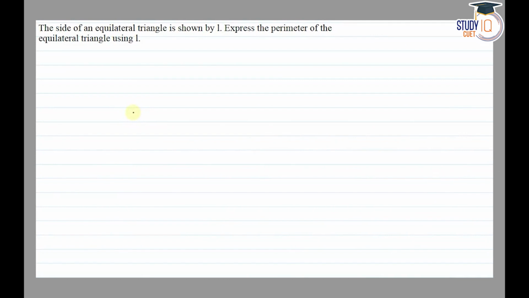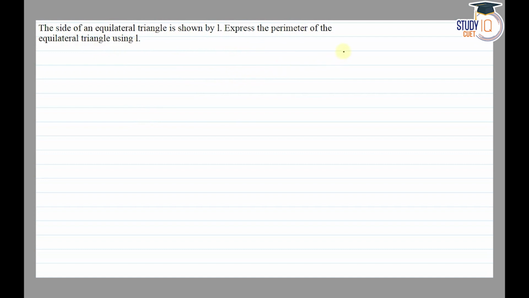Hello everyone. This question appears in class 6th NCERT chapter of Algebra. This is first question of its exercise 11.2. So the question says that the side of an equilateral triangle is shown by L. Express the perimeter of the equilateral triangle using L.